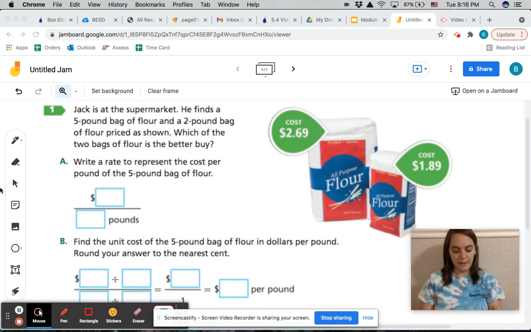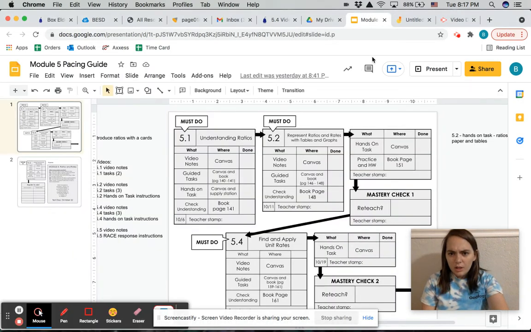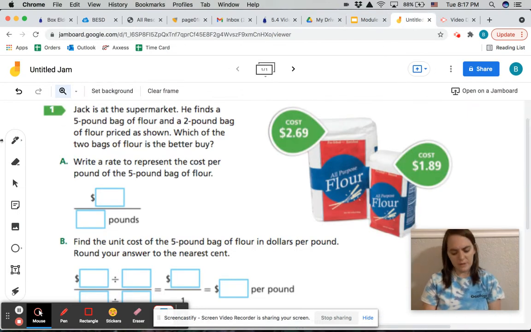Hello, hello. Okay, we are on task 1 for 5.4. So this is on page... what page are we on? We are on page 159. I had to check really quick. Usually I check before I start the video. Okay, so we're in task 1.